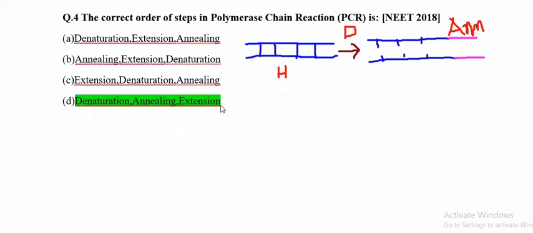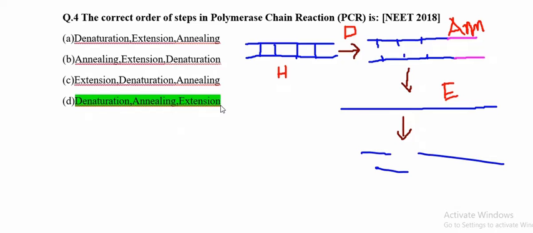After the annealing process, what happens? The extension of DNA takes place. So after annealing, the DNA lengthens. Extension of DNA takes place. So I denote this extension as E. After the extension process, the last process is amplification. So in the amplification process, what happens? From the single strand of DNA, many copies of DNA are formed. So this is the amplification process.